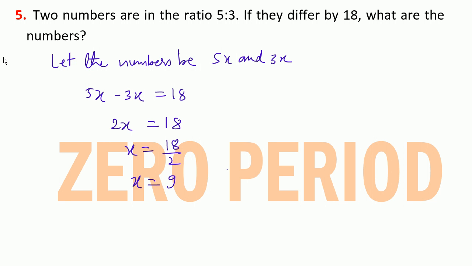You got the value of x, not the value of the numbers. So this is not your solution, this is not your answer. Remember it. This is only the value of x. Now come to 5x and 3x. Therefore, 5x is equal to 5 into 9, it is 45. And 3x is equal to 3 into 9, it is 27. So these are the desired numbers. Write down the answer.